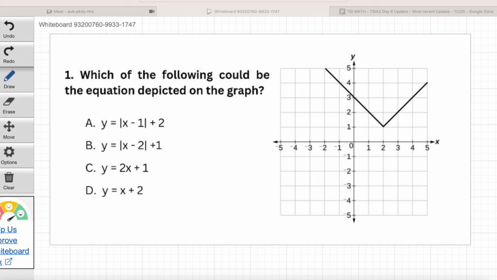Which of the following could be the equation depicted on the graph? Do you see any questions like this on the TSI where they give you some line or a parabola, and they ask what's the equation of the graph? Is this familiar? Yeah, I've definitely seen something like this.